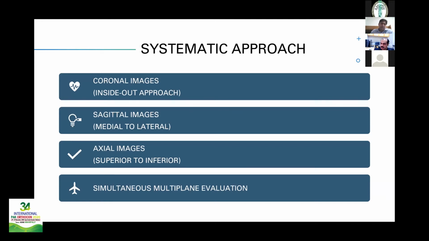Finally, I scroll down the axial images from superior to inferior, look at the distal thigh muscles, then the quadriceps tendon, then the patella, then the patellar ligament. So scroll from superior to inferior and find out what pathologies you are finding. And then always evaluate the pathologies on two sequences, on two planes, not a single plane. So let me show you an example of the systematic approach through an interactive case.